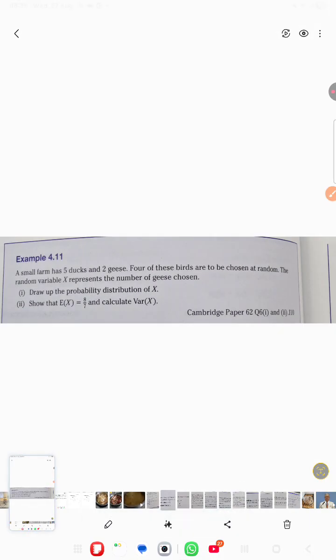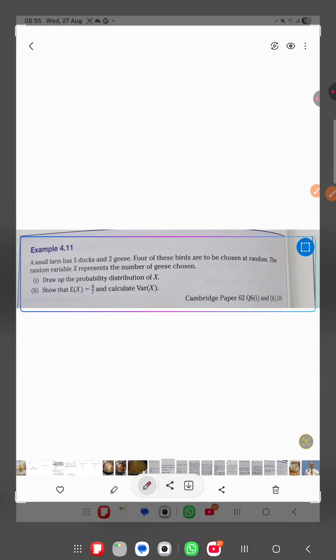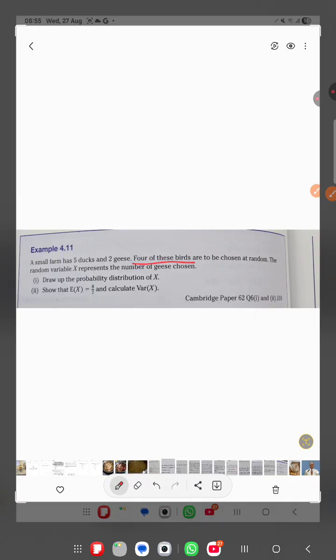Okay, there we go. A small farm has 5 ducks and 2 geese. 4 of these birds are to be chosen at random. The random variable x represents the number of geese chosen. 5 ducks, 2 geese. 4 of these birds are chosen at random. So how many birds are we choosing? 4 of these birds. Good to know. 4 chosen.